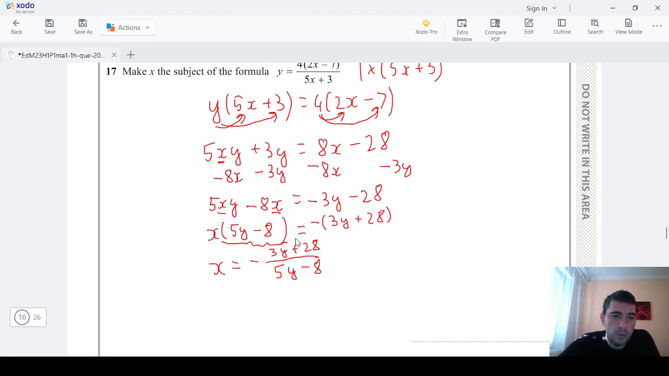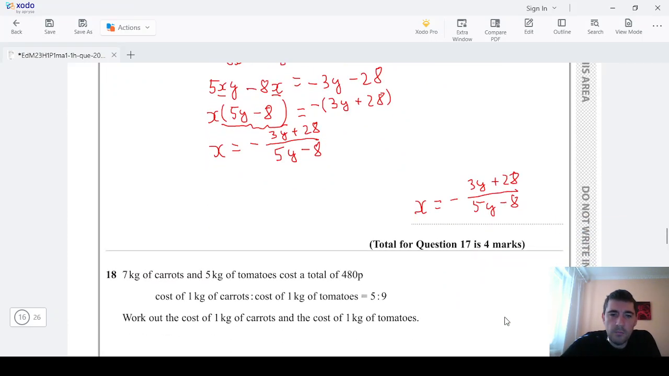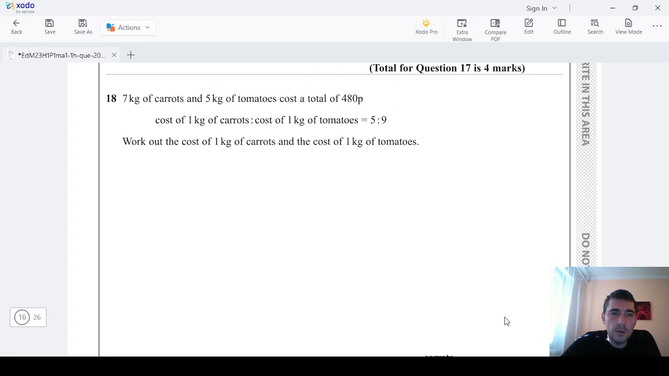Okay, you could move that minus to the denominator, but that wouldn't give any extra mark, just can leave it as it is. So x should be equal negative 3y plus 28 over 5y minus 8, so another 4 marks. Okay, so let's check the next one.